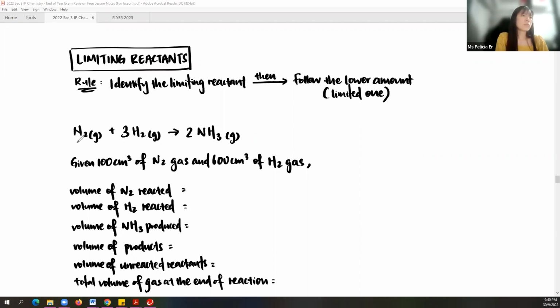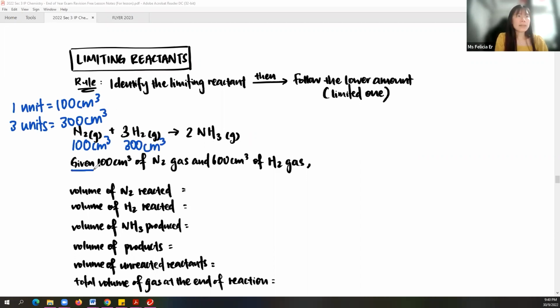So N2 is 100 cm³. So this is saying that 1 unit is 100 cm³. So how much H2 do I need? H2 is 3 units. So that means by right, 1 is 100, 3 will be 300. So that means I need 300 cm³ of H2. But how much am I given? I'm given 600. That means I'm given too much. That's why H2 will be the excess reagent, and hence N2 will be the limiting reactant.